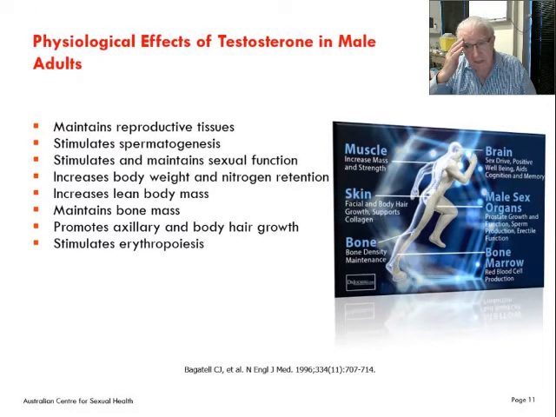So, what is the physiological role of testosterone in men? Well, testosterone maintains reproductive tissue and by doing so stimulates spermatogenesis and maintains sexual function. Testosterone has an important role in maintaining bone and muscle mass. It produces male secondary sex characteristics such as axillary and body hair growth and distribution, and it stimulates production of red blood cells, or erythrocytosis.